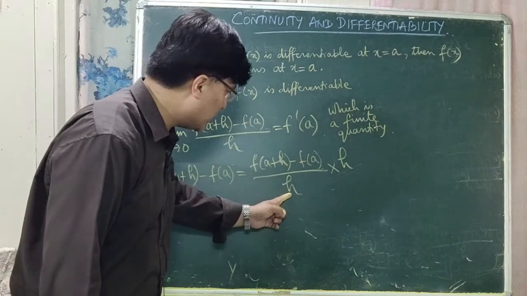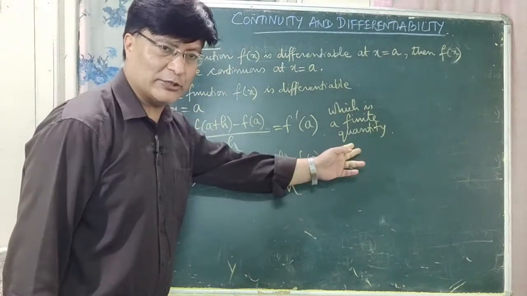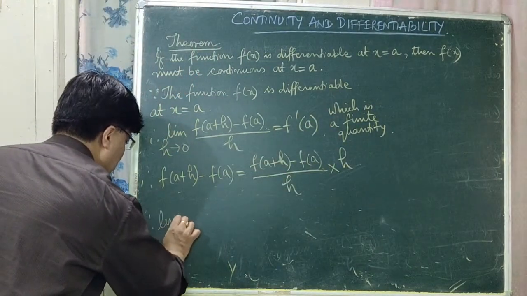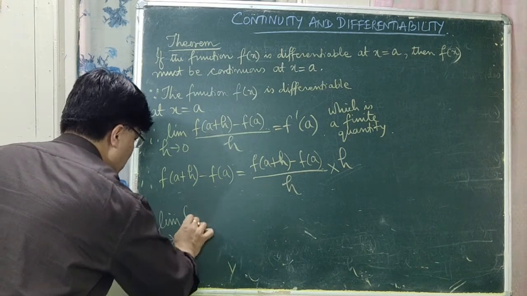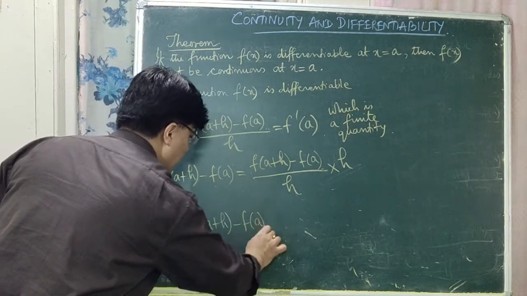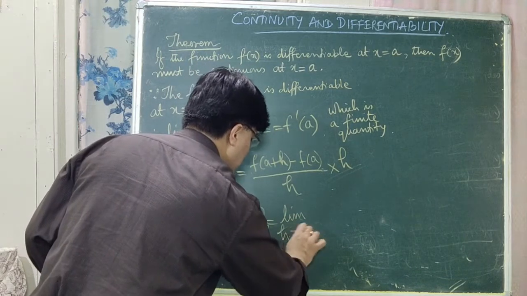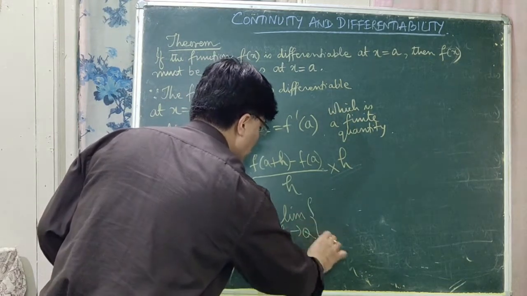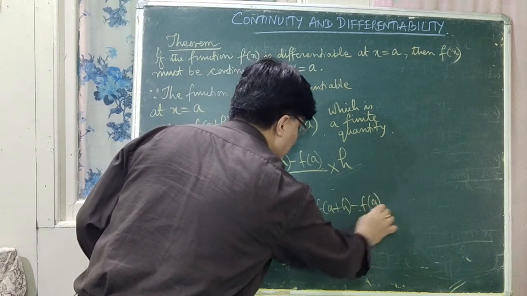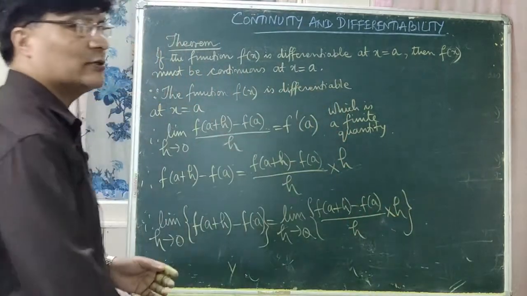We have divided and multiplied by h. So let us take the limit on both the sides. Therefore, limit h tends to 0 within second bracket, let us write this one, f of a plus h minus f of a is equal to limit h tends to 0 within second bracket f of a plus h minus f of a divided by h into h. Is that clear to all of you?